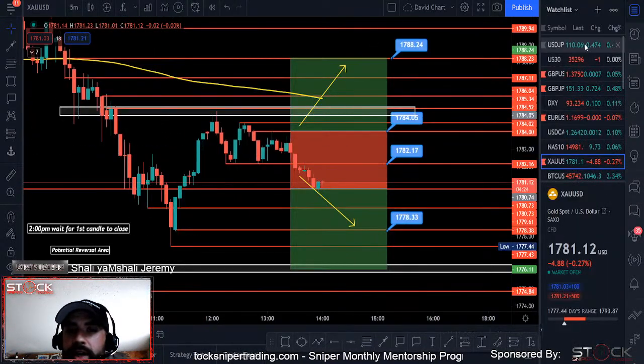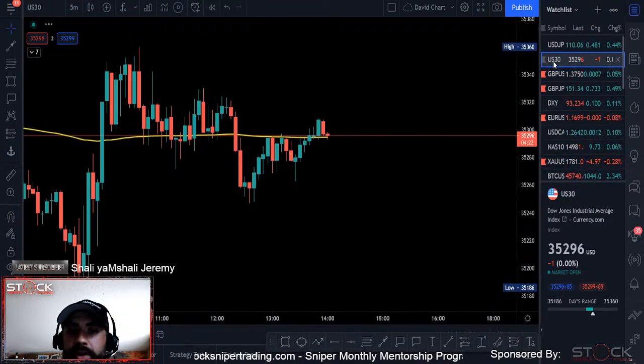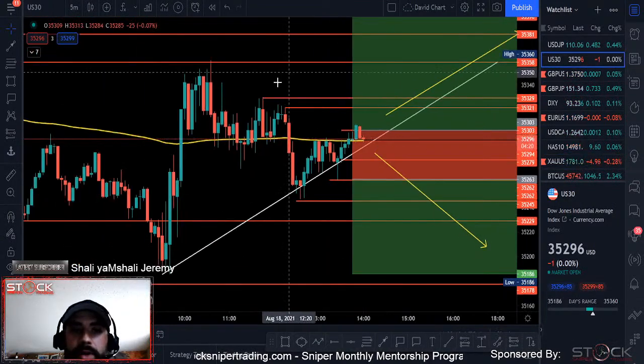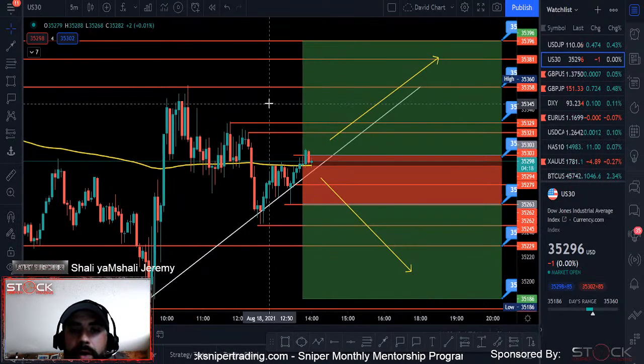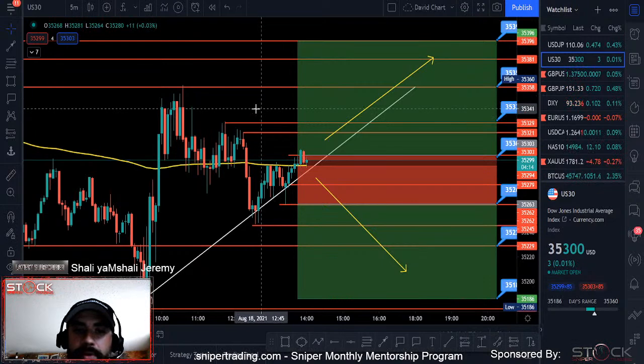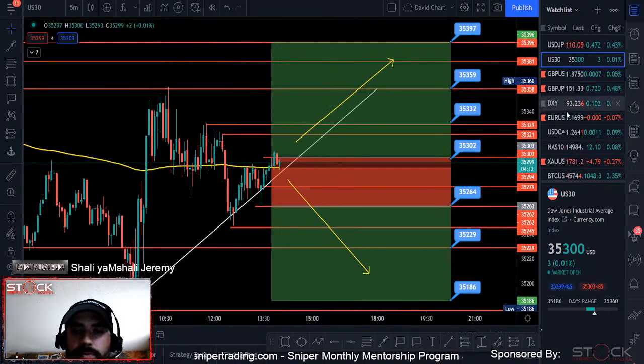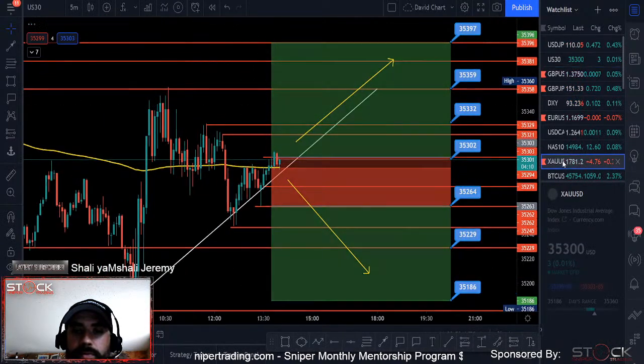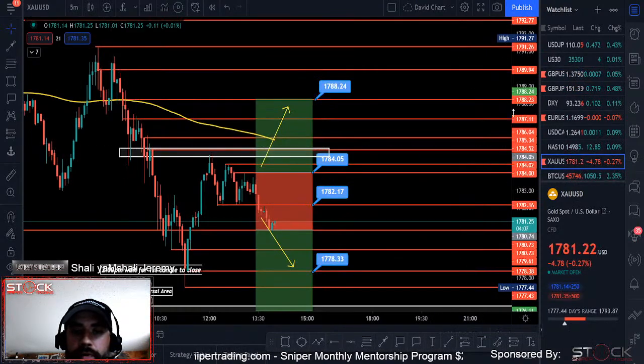Let's check out US 30 here. Still, okay, getting a nice little potential hold on US 30. Let's see if it's going to pump. Gold forming 2.